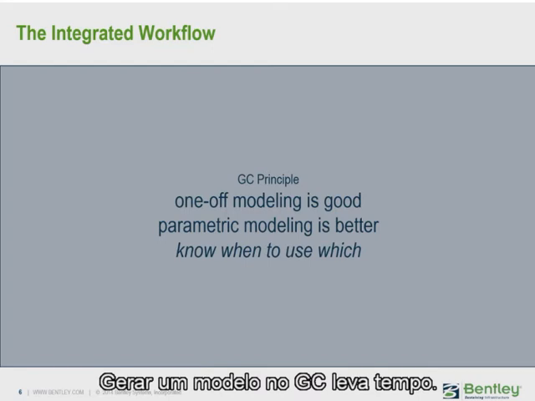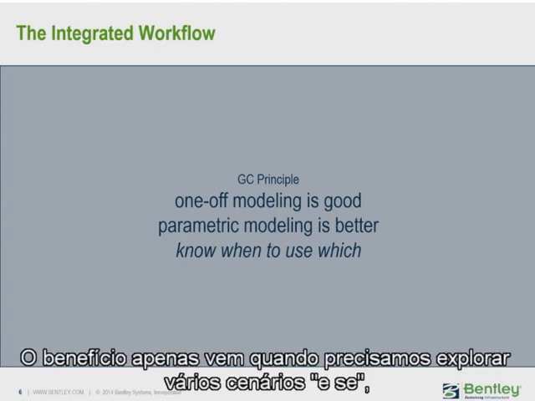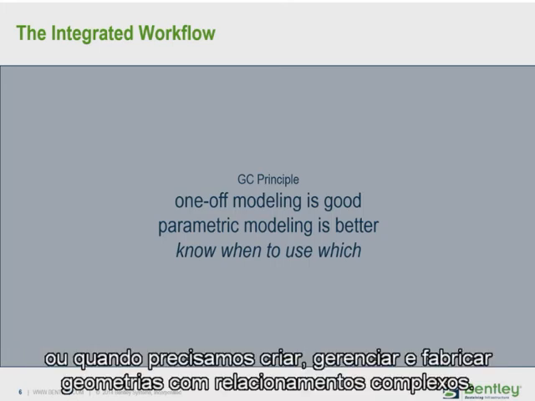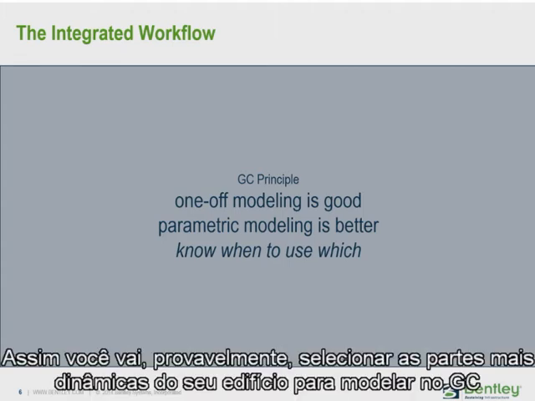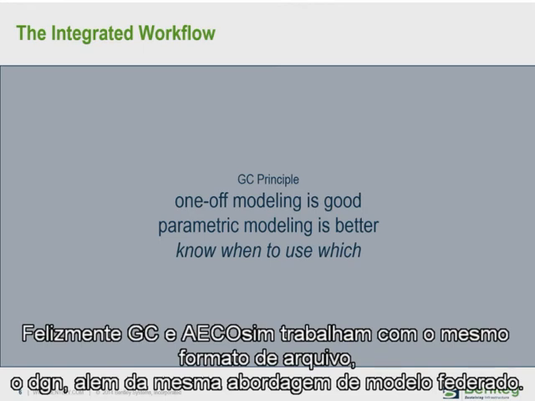Generating a model in GC takes time, typically much more time than generating the same geometry in Ecosim Building Designer. The benefit only comes when many options or what-if scenarios need to be explored, or you need to create and manage and fabricate complex geometric relationships. Therefore, you will most likely select only the most dynamic parts of your building to model in GC, and leave the more static elements for Ecosim Building Designer. Luckily, we have a common DGN file format and a federated approach to the building model.